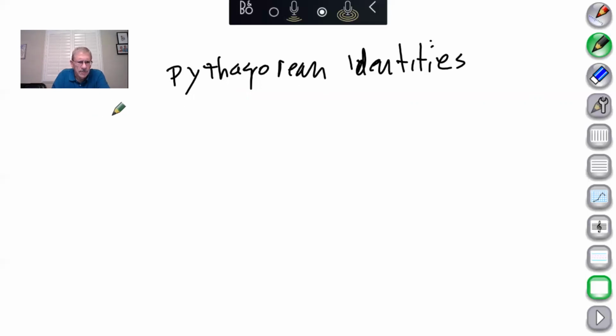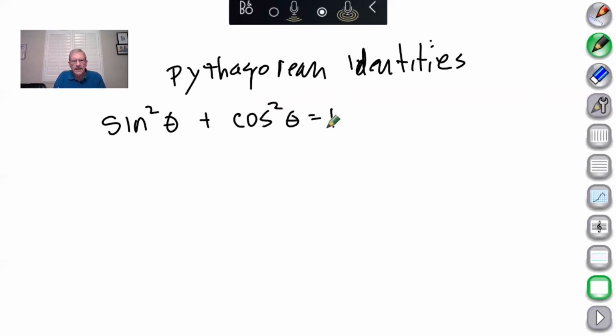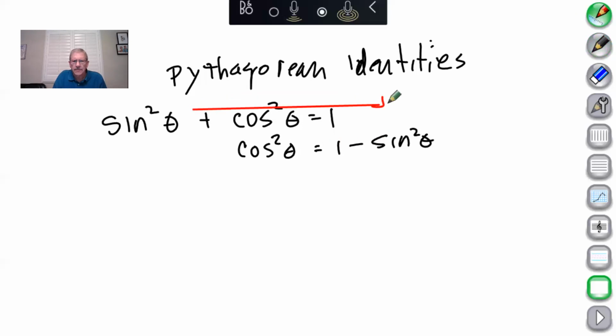The one we probably use the most is this one, sine squared theta plus cosine squared theta equals 1. I don't know whether they're derived from the Pythagorean theorem, but I didn't bother deriving them. You're going to have to take my word for them. But we can also do variations on this. For instance, say I want to find the cosine squared theta. Then all I have to do is bring over the sine to the other side: 1 minus sine squared theta.